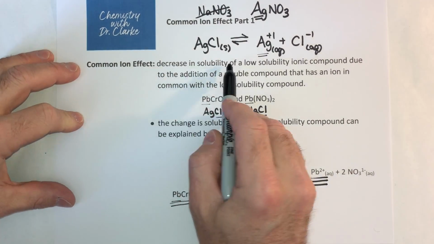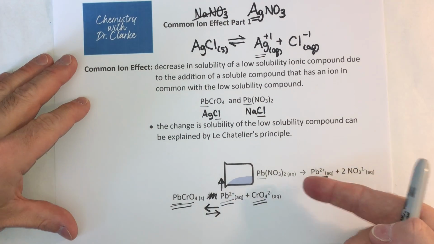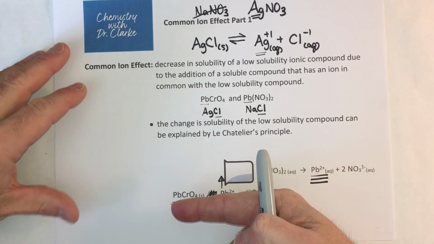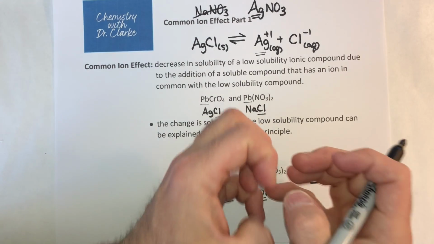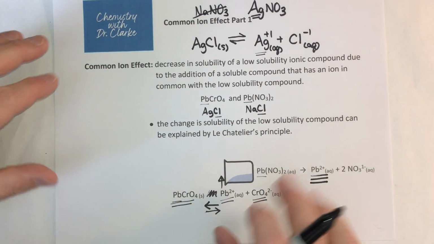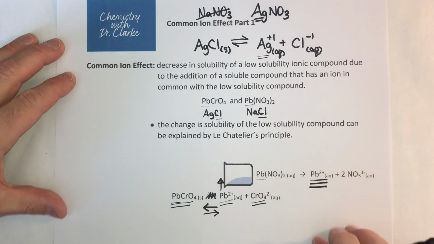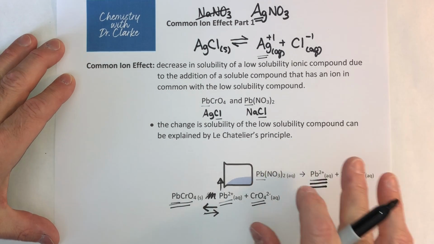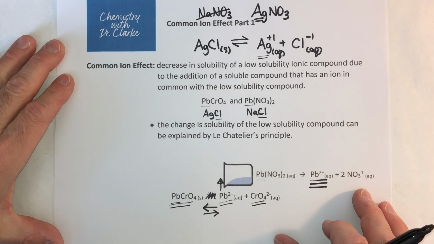And that's why the solubility is going to go down, right? Because you're forcing this reaction to go backwards. You're forcing things that used to be dissolved to turn back into a solid. So you are decreasing the solubility, okay? That is the common ion effect.